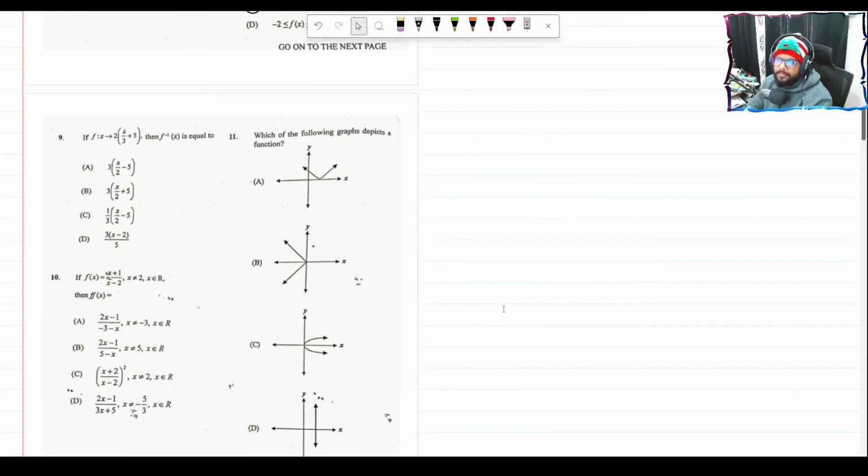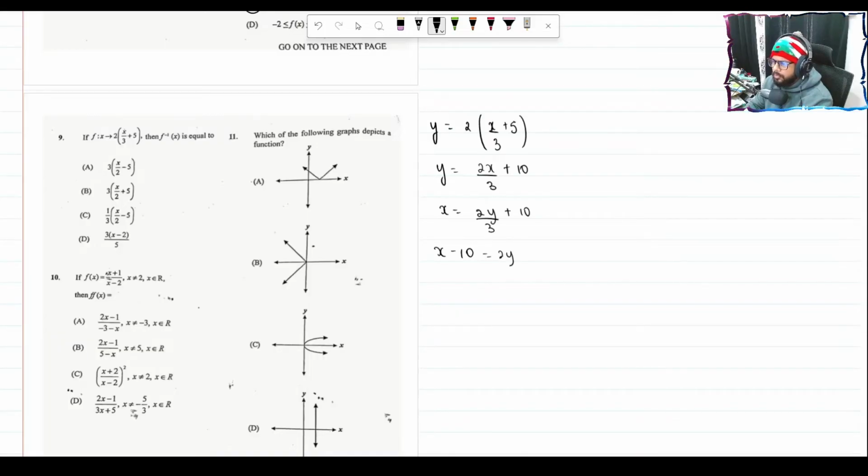Number 9, f inverse of x is equal to, simple algebra, I will just let y equal 2 into x over 3 plus 5. And I don't really like how this looks, so y is equal to 2x over 3 plus 10. Interchange the x and the y: x is 2y over 3 plus 10. Move the 10 across. I get x take away 10 is equal to 2y over 3. Cross multiply: 3 into x minus 10. Then divide by the 2, divided by 2 is equal to y.